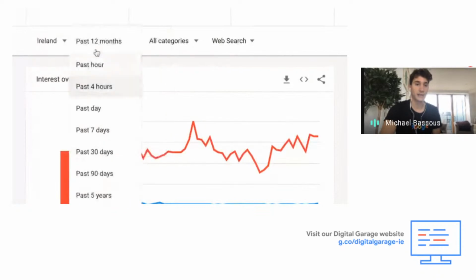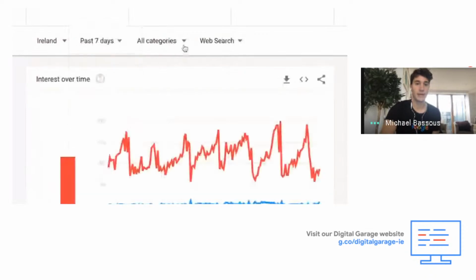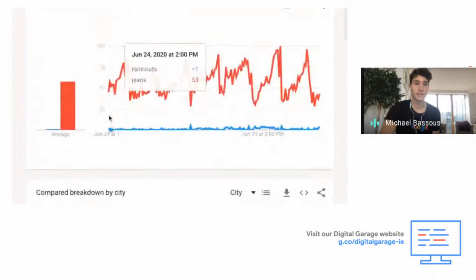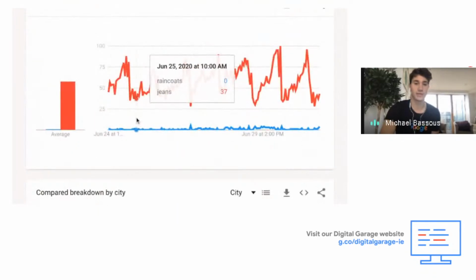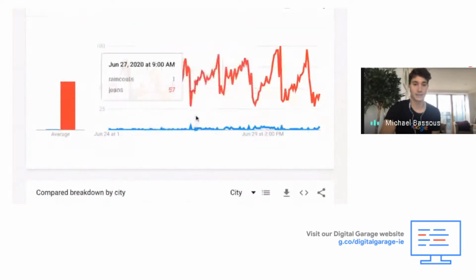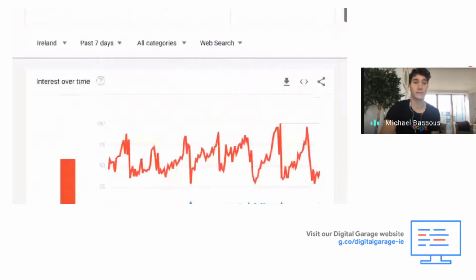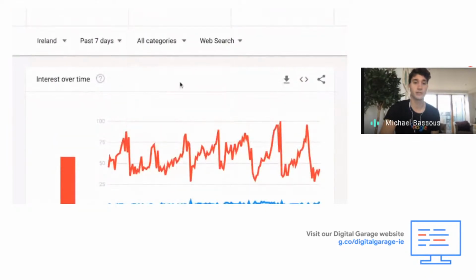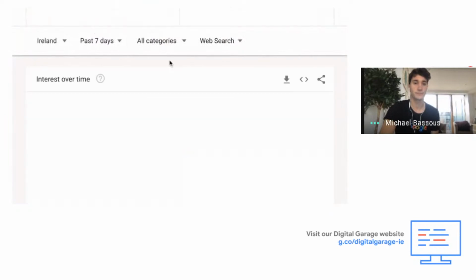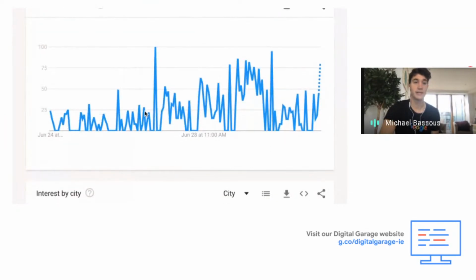Instead of past 12 months, maybe I'm going to look into past 7 days. And I'm going to keep it all categories and all web searches. As you can see, the difference is crazy between jeans and raincoats. Raincoats has some peaks relative to jeans. But this doesn't mean that the amount of raincoat searches is low, it's just low relatively. So what happens if we remove jeans and we keep raincoats? You can see here the trend line that raincoat is also getting.